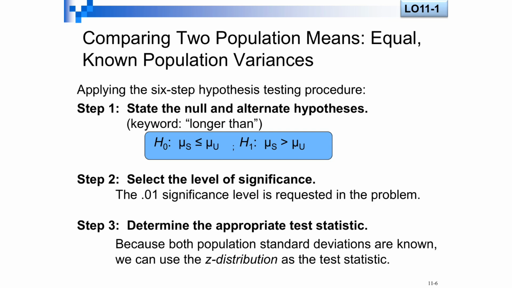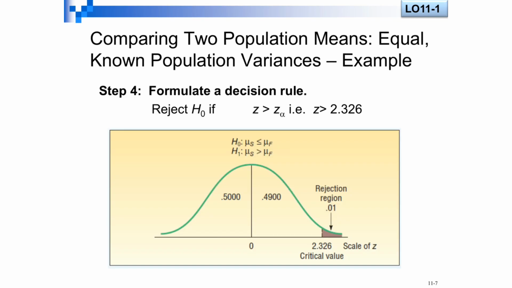The significance level, they will give it to us. So the second step is just to know how much the significance level is. Based on that, we decide which test we have to use. Because we know the population variance and standard deviation, of course we use the z-test, and write the decision rule: when we are going to reject the null hypothesis and when we are going to accept the null hypothesis.